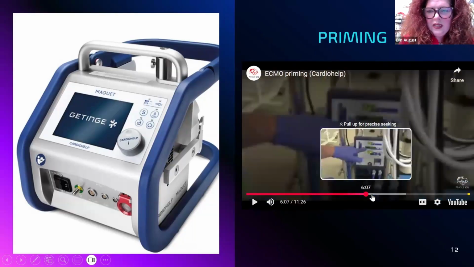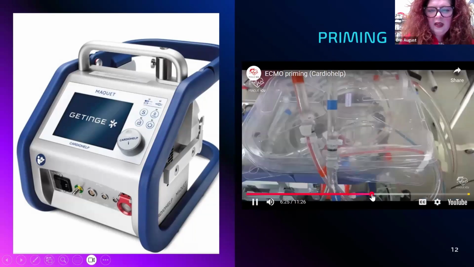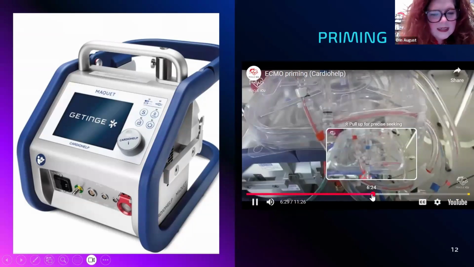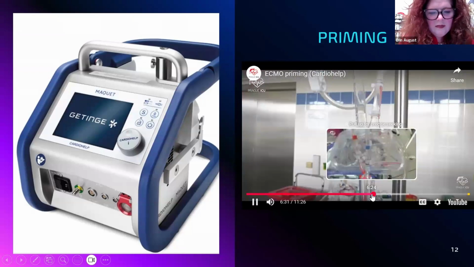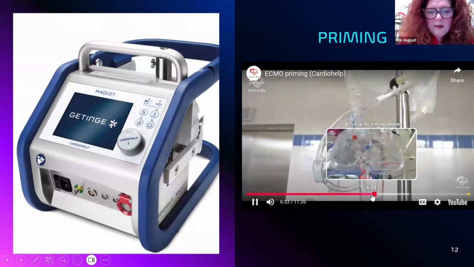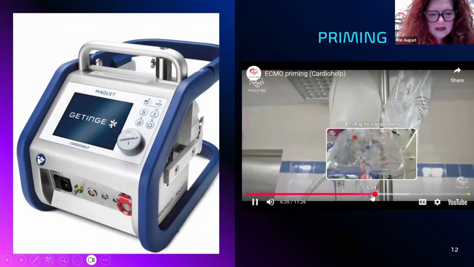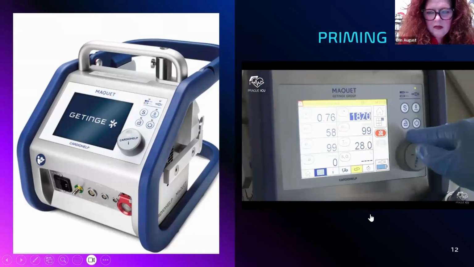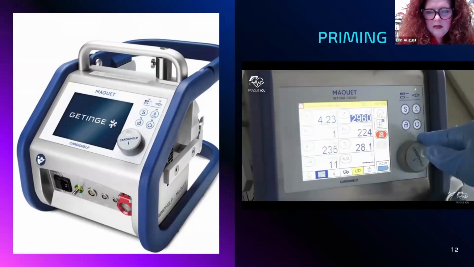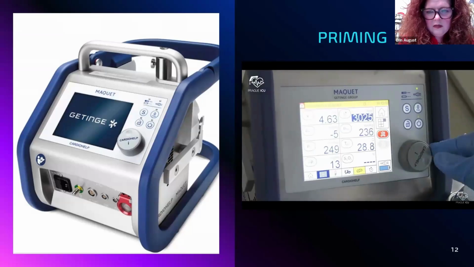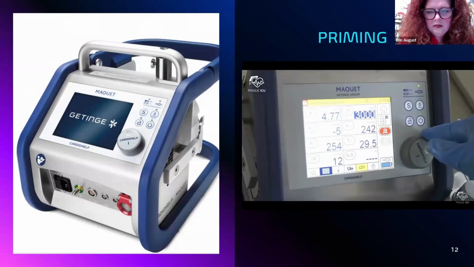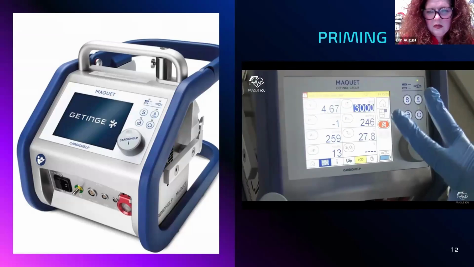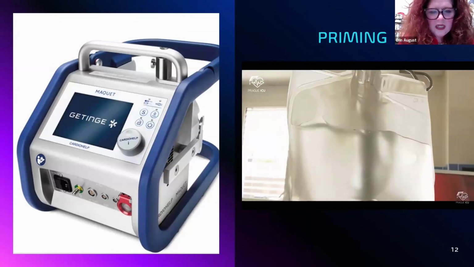So again, checking for leaks, making sure everything's good, running the air through, back up into the bag. Again, technique is everything. So even though it may seem tedious, repetition is key for success in ECMO. And you see how we keep our bag straight.